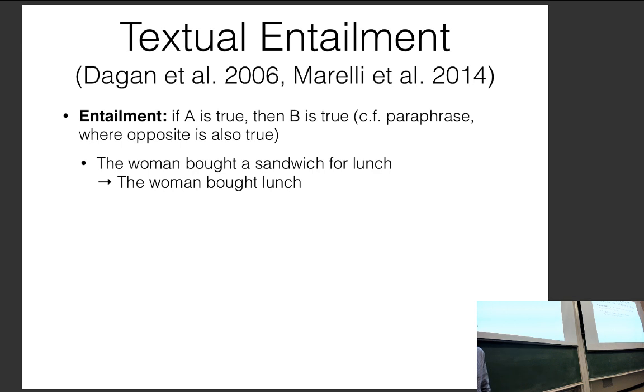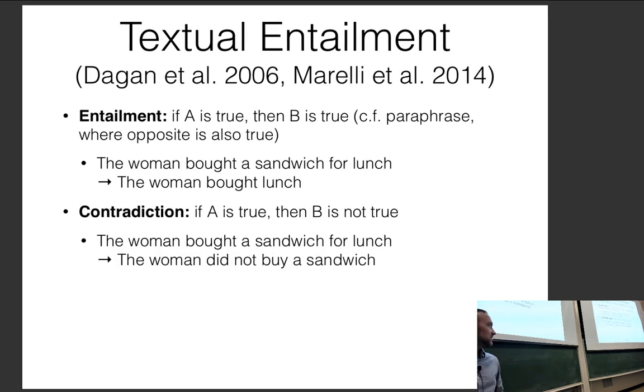On the other hand, contradiction is if A is true, then B is not true. So the woman bought a sandwich for lunch. The woman did not buy a sandwich would be an example of the opposite. A thing is not true.